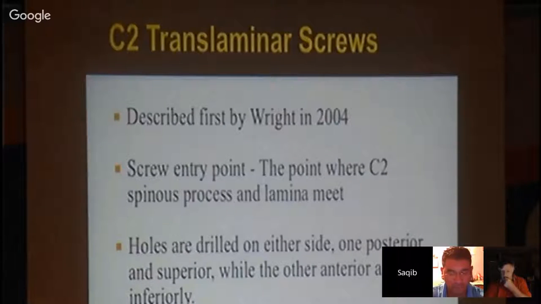This is one thing I want to show: C2 translaminar screw. I think we saw some lovely pictures yesterday of translaminar screws by our friends, and I wish I had those lovely pictures. I didn't.